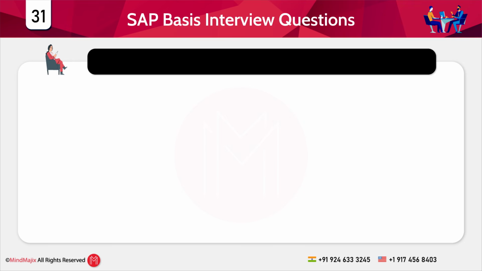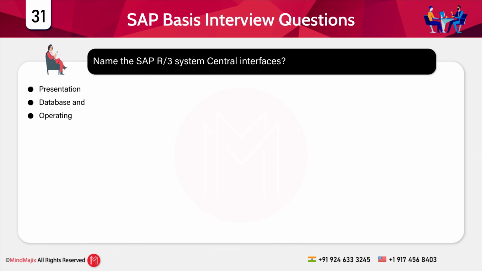The next question is, name the SAP R3 system central interfaces. There are basically three system central interfaces present in the SAP R3 system, and those are, as you can see on the screen, presentation, database, and operating system interface.